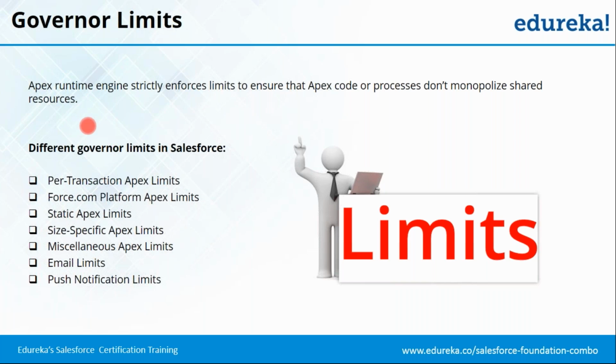You cannot retrieve more than that. So those are the different governor limits when it comes to per transaction Apex limits. Because per every transaction, you have these limits. In a particular transaction, only certain things can be done. So that is what I spoke about.